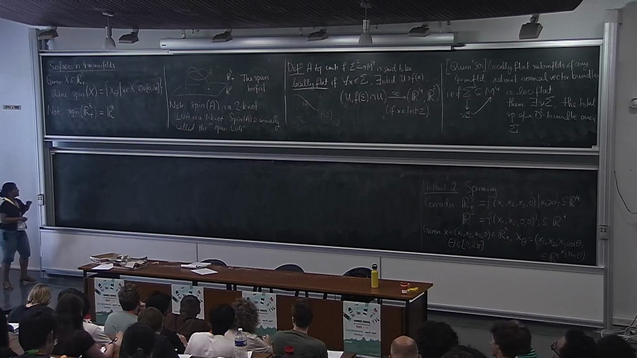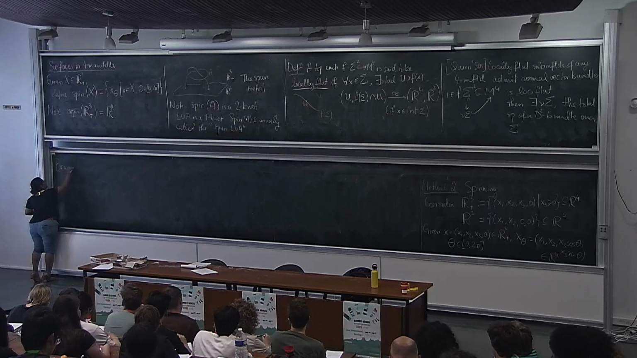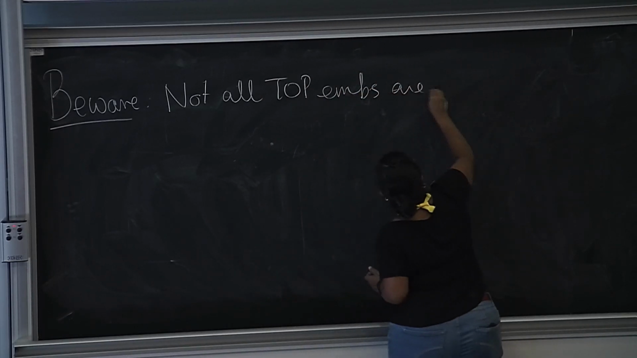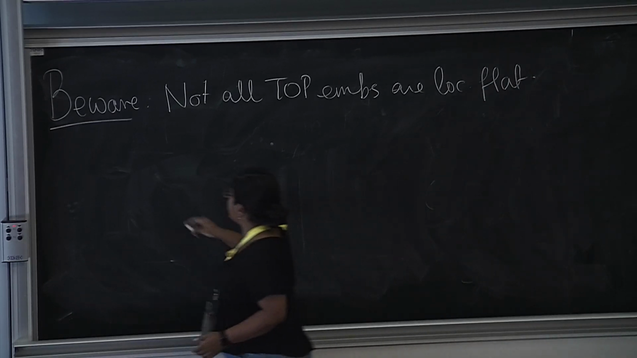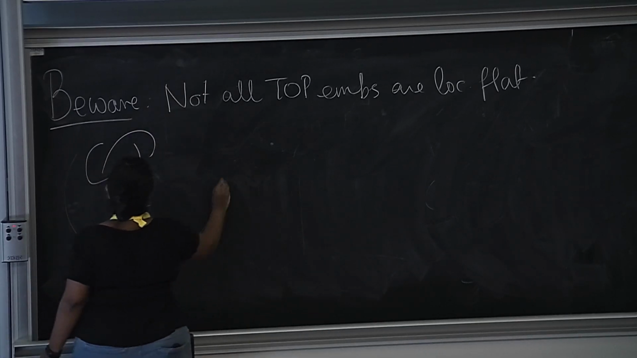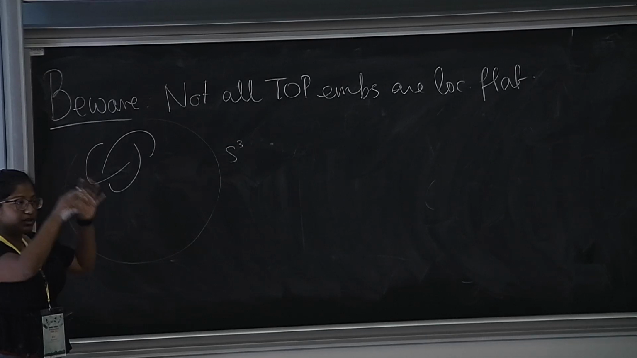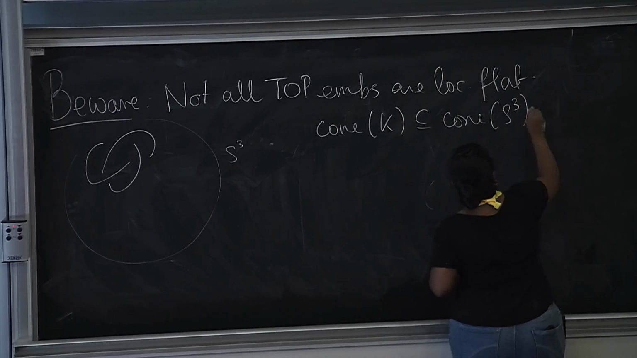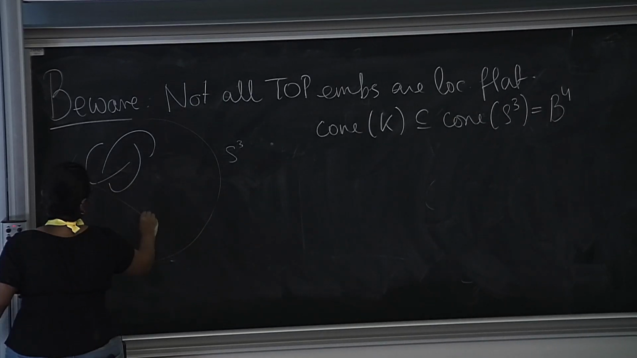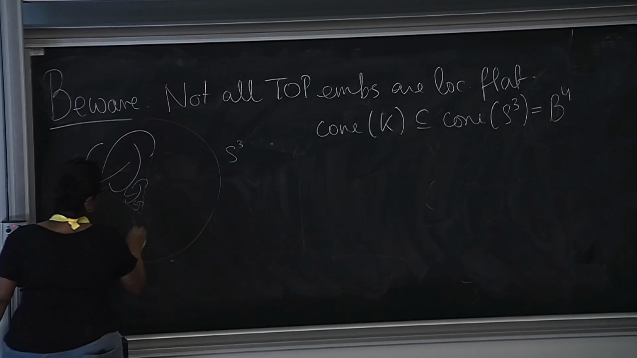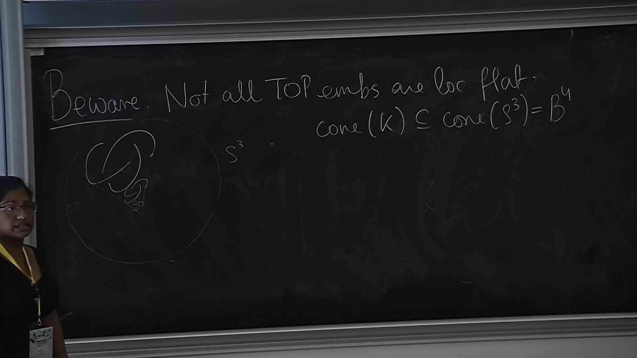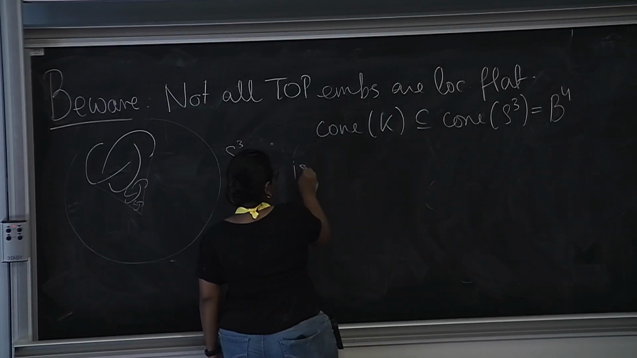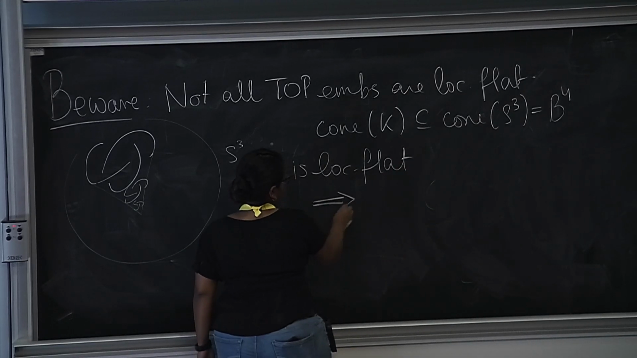So let me first address Oza's question. So beware. Not all topological embeddings are locally flat. So for example, you could take any interesting knot inside of S3, and then you can cone it. So you could consider the cone of K inside of the cone of S3, which by definition is B4. What you'll get is a picture like this. That's a disk sitting inside of B4. This is locally flat if and only if K is the unknot.